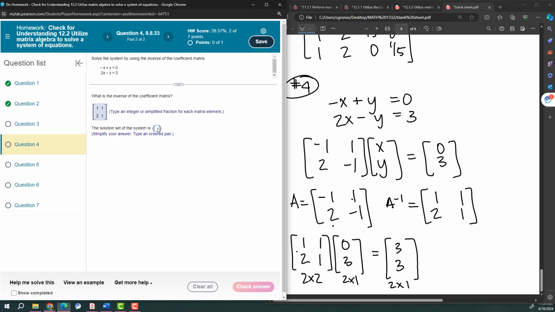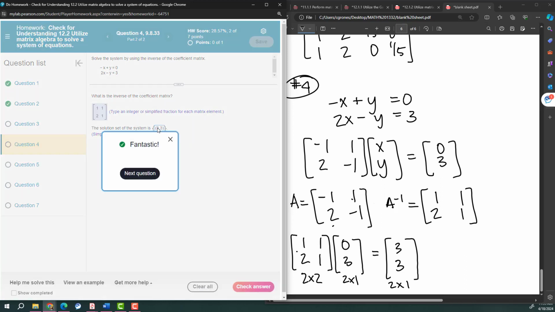So when we give our answer, they want it as a solution set. So it says type in ordered pair, so we're going to do it like this. All right. So that is all the questions for the test.